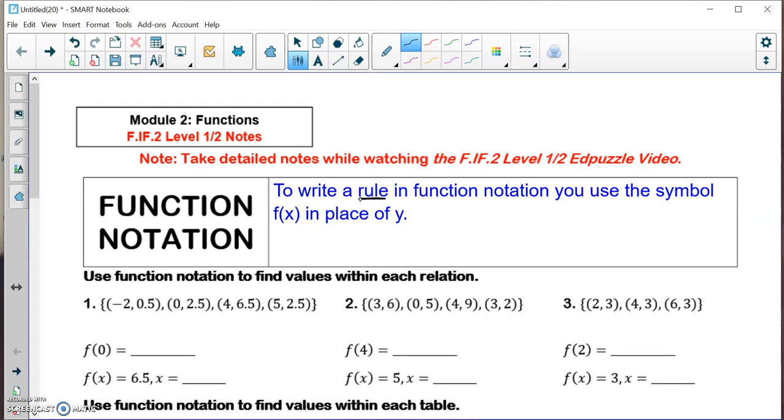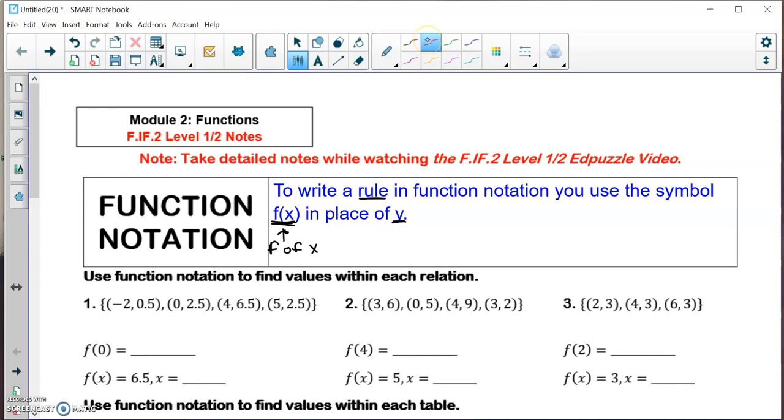So we would write equations in function notation using this symbol. This symbol does not mean f times x. This symbol is pronounced as f of x. So it does not mean multiplication. And we use f of x in place of y when writing a function rule.